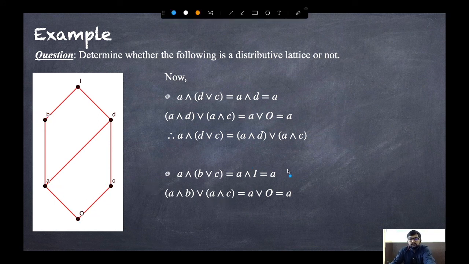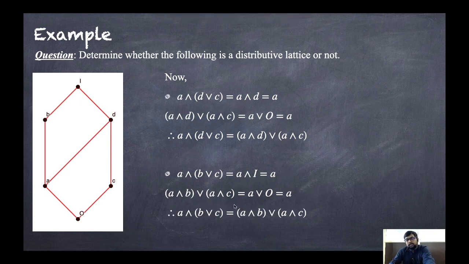So the answer: the left hand side is A and the right hand side is also A. So both are matching. So LHS equals RHS. So hence it is a distributive lattice.